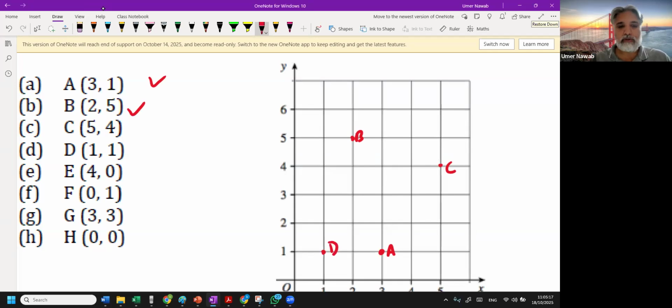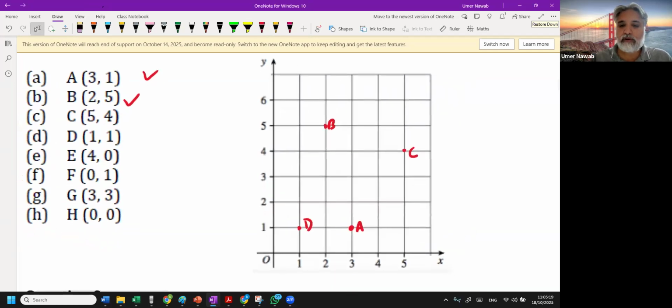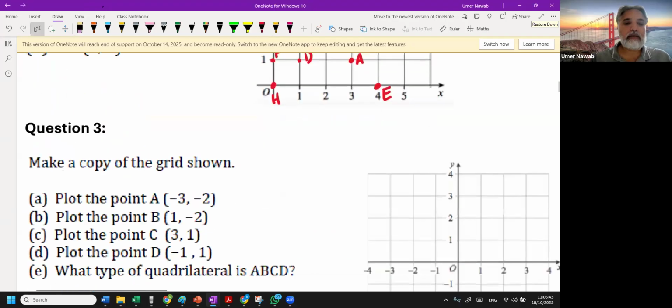E, 4, 0. Since the y coordinate is 0, it means that I need to be on the x-axis. So this is my E point. And then F. Now, x coordinate is 0, so you must be on the y-axis. So F point is shown. G, 3, 3. So this is 3, 3, and I'm going to call it G. And 0, 0 is the origin, and that is your H.